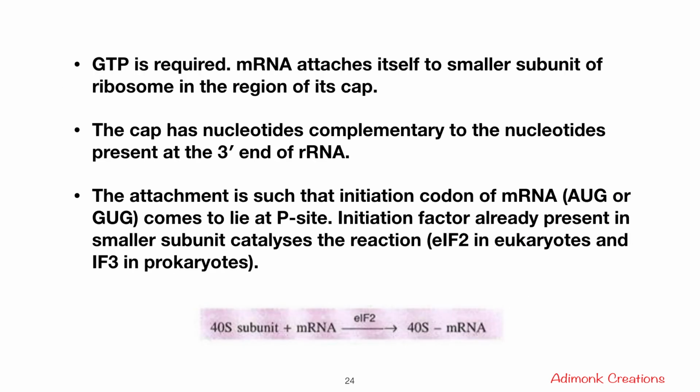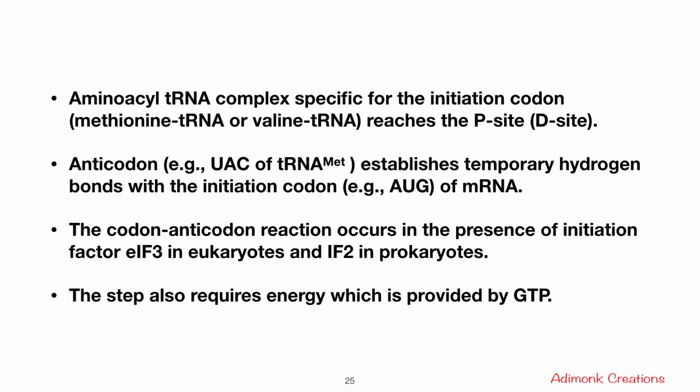For the process of initiation, GTP is required, and the mRNA attaches itself to a smaller subunit of ribosome in the region of its cap. The cap has nucleotides complementary to the nucleotides present at the 3' end of the ribosomal RNA, that is the rRNA. The attachment is such that the initiation codon of mRNA, that is the AUG or the GUG, comes to lie at the P site, and the initiation factors already present in the smaller subunit catalyze or fast-forward the reaction.